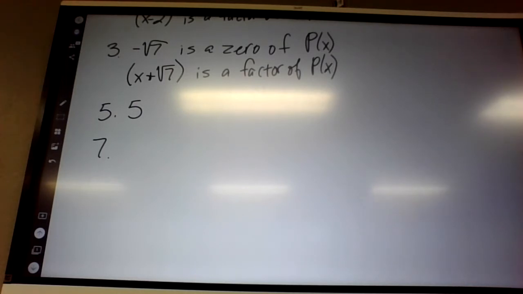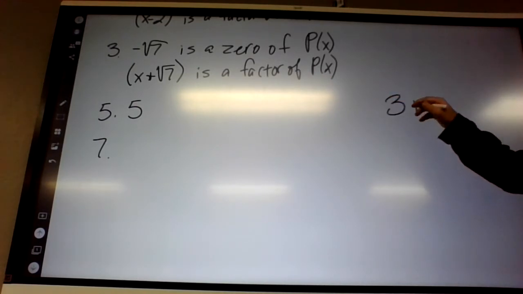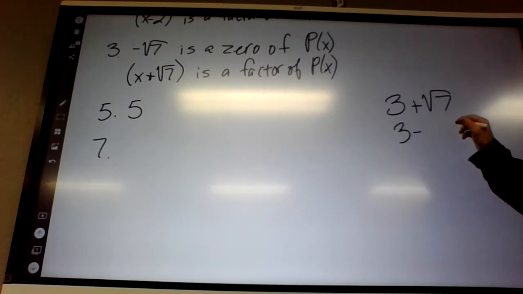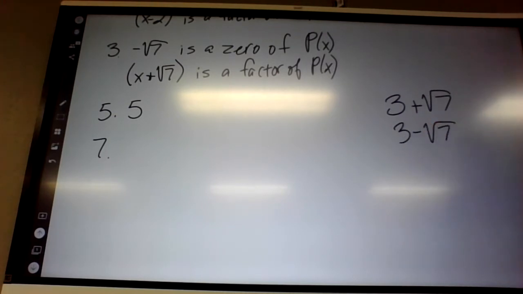Okay, number 8, the irrational root theorem. That irrational root theorem, it just means like if 3 plus square root of 7 is a root, then 3 minus square root of 7 is a root. But that only works if the coefficients are rational, like fractions and decimals. So rational is the answer to number 8.